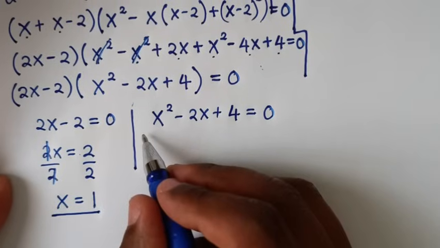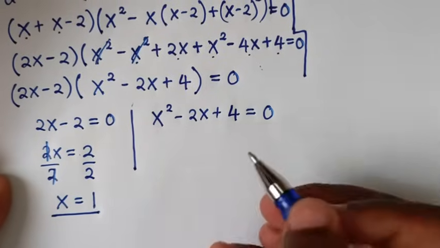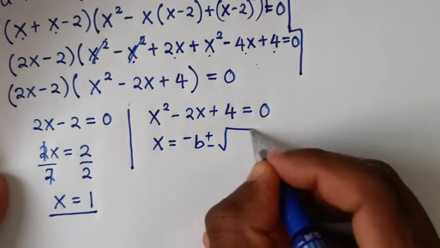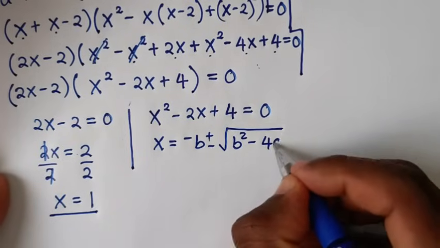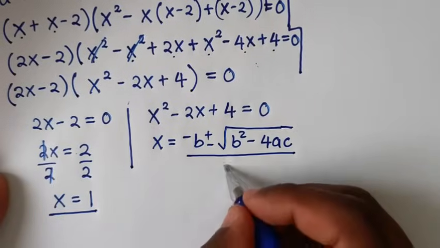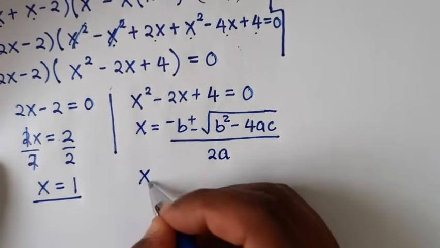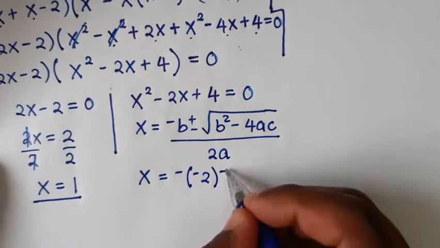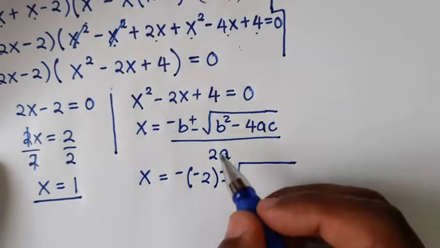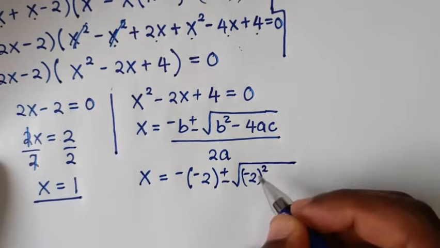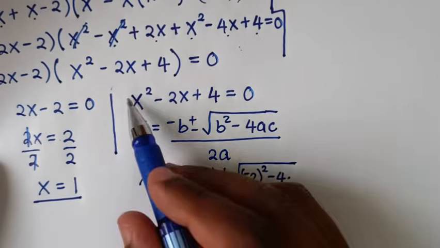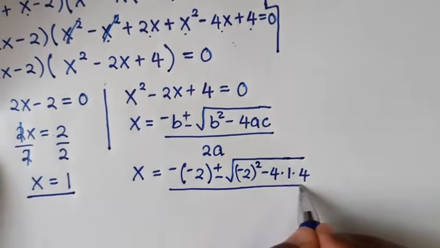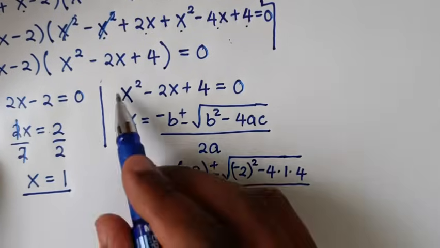Now to solve this quadratic equation, we'll use the quadratic formula to find the values of x. So x is equal to negative b plus or minus the square root of b squared minus 4ac, then over 2a. So x is equal to negative b, which is negative 2, so it will be (negative 2) plus or minus the square root of b squared, which is (negative 2) squared, then minus 4 times a, which is 1, times c, which is 4, then over 2 times a, which is 1.